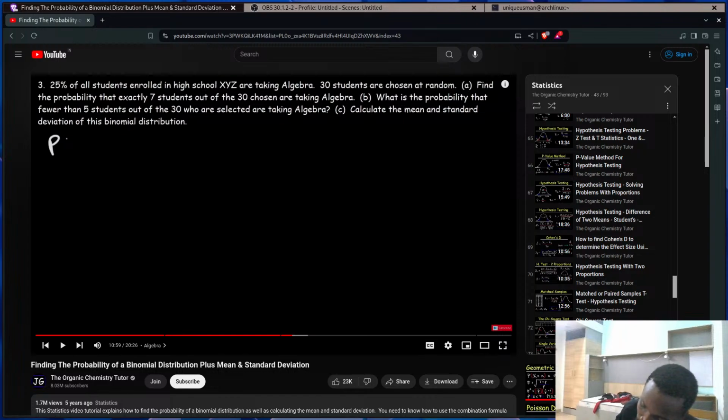Fewer than 5 students. So that is the probability of 2 plus the probability of 3 plus the probability of 4. The mean and standard deviation of a binomial distribution: the mean is np.